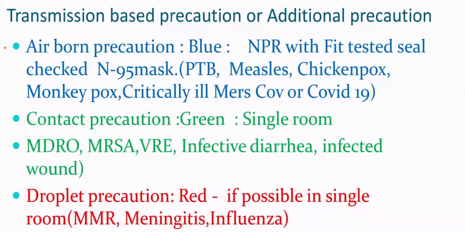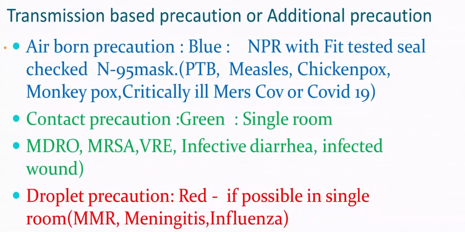What is the requirement for airborne precaution? A negative pressure room with a fit tested, seal checked N95 mask. What are the conditions? You will isolate the patient under airborne precautions for pulmonary TB, measles, chickenpox, monkeypox, critically ill MERS-CoV or COVID-19.